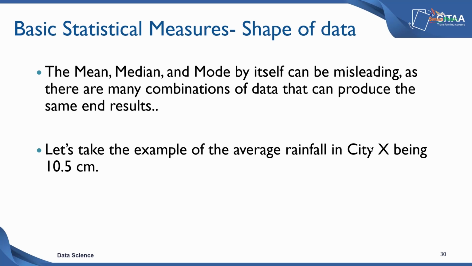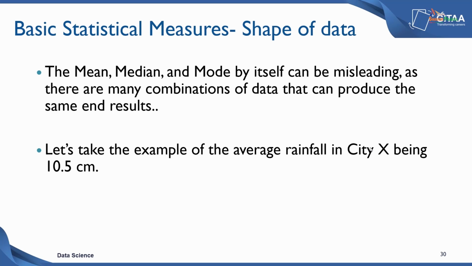because the mean, median, mode by themselves can be misleading, as there are many combinations of data that can produce the same end result. So, you can have the same mode with just 2 out of 43,500 being the most frequent, or you can have 1000 data values which are most frequent and therefore will produce the same mode.